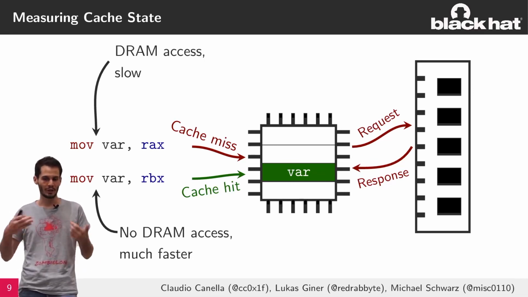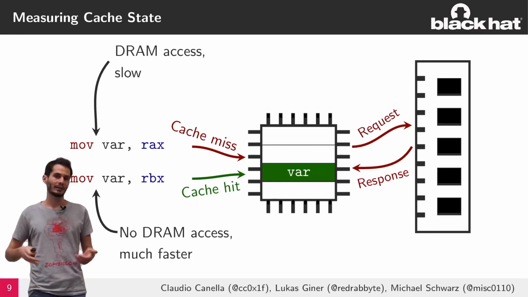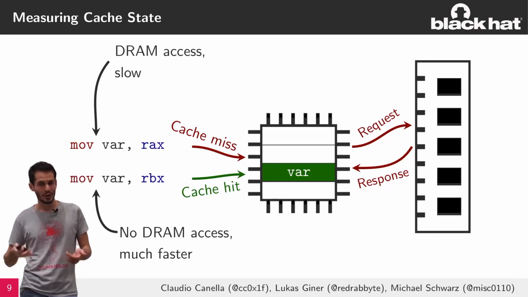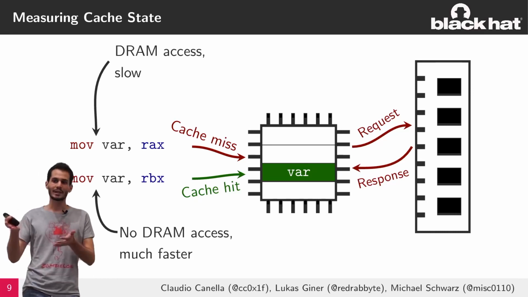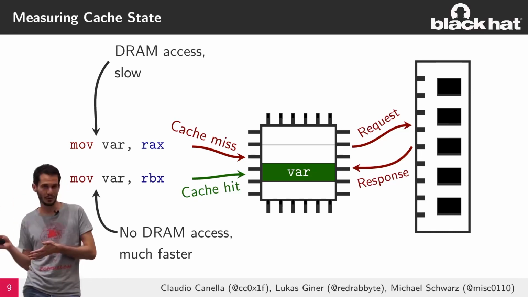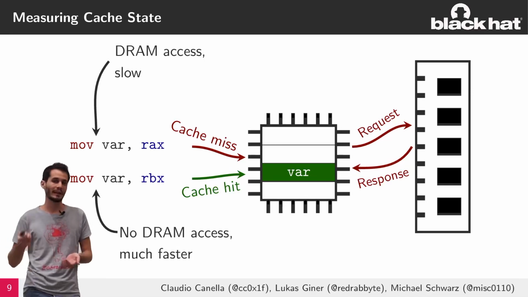So in the rest of this talk, when we talk about transient instructions and their effects, this is how we generally make use of them: we encode them in the cache.